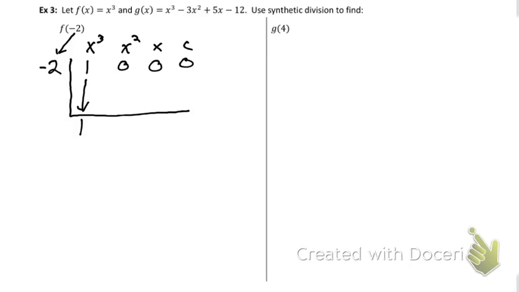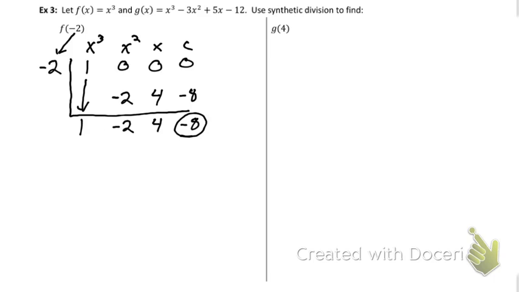Multiply by negative 2, and we have negative 2 there. 0 minus 2 is a negative 2. Negative 2 times negative 2 is a positive 4. 0 plus 4 is a positive 4. Negative 2 times 4 is negative 8. We have negative 8 right there.